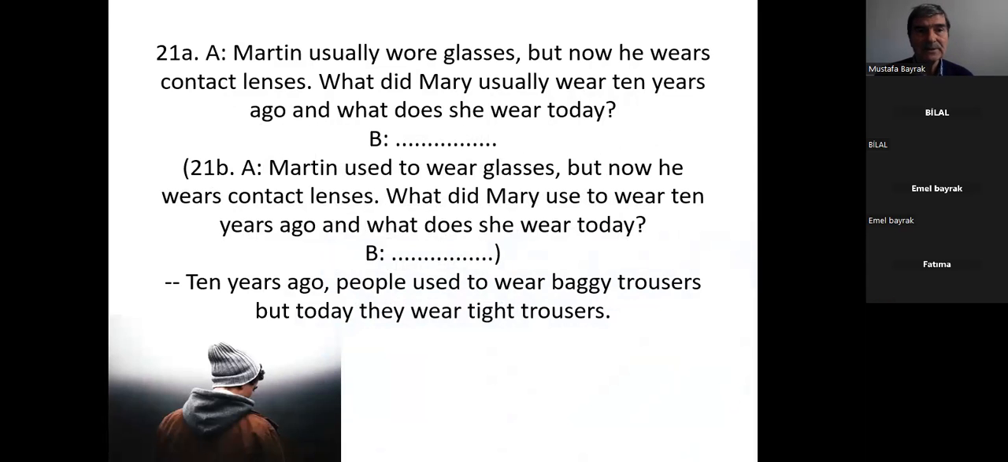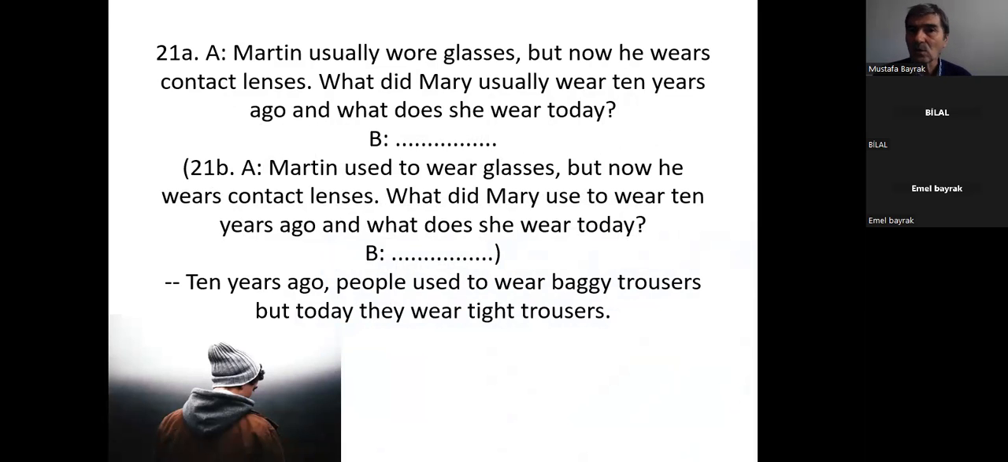21A and 21B. There is also 21B. 21A. Martin usually wore glasses, but now he wears contact lenses. What did Mary usually wear 10 years ago, and what does she wear today? She wore loose dresses 10 years ago. What does she wear today? She still wears loose dresses today.